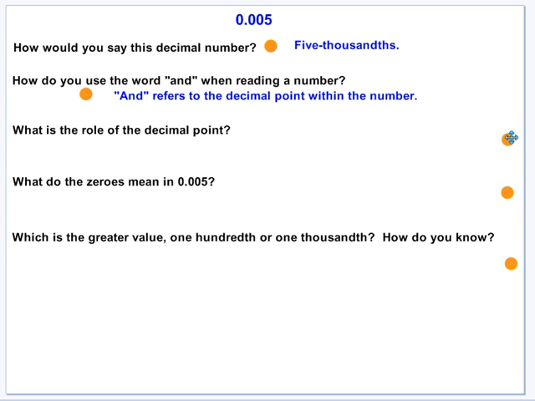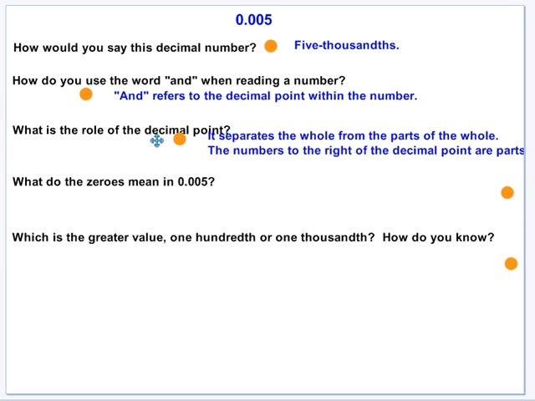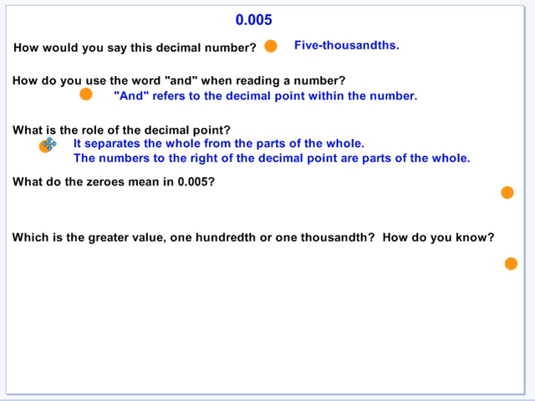And what does that decimal point mean? Why is it there? Well, remember what I said at the beginning in Module 1, Part 1, with whole numbers on your place value chart? That decimal tells us where the whole numbers end and our decimals begin. So the decimal separates the whole from the parts of the whole. Or you could say the numbers to the right of the decimal point are parts of the whole.